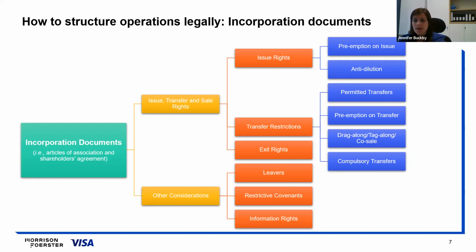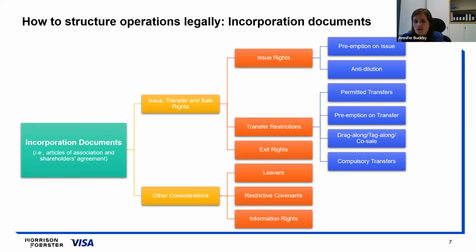And then compulsory transfers: if someone's done something, for example, they're a bad leaver, they've committed fraud or gross misconduct, hopefully they haven't, but if they have, do you want to be able to claim back those shares or buy them back at a certain price to ensure you're not left in business with those people? And then exit is probably the final point, making sure that you are considering what is your plan for the future? What do you want to happen? When would you want to seek an exit?